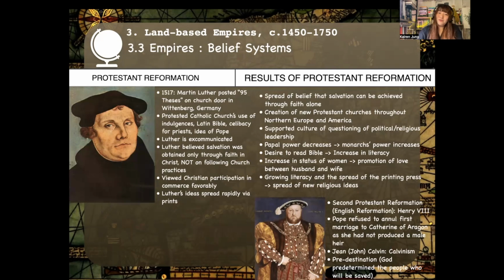During the Protestant Reformation, what happened in 1517, we're hopping all over the map, but right now we're in Europe, right? So in 1517, a guy called Martin Luther posted 95 theses on the church door in Wittenberg, Germany, because he had had it up to here with how the Catholic Church was using indulgences. So the Catholic Church was making you pay so that you could get into heaven, and he didn't like that. He didn't like the Latin Bible. He didn't like the idea of celibacy for priests. He didn't like the idea of a pope. And so the pope said, I excommunicate you.